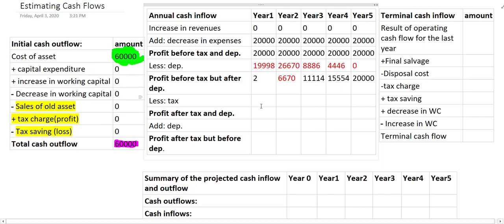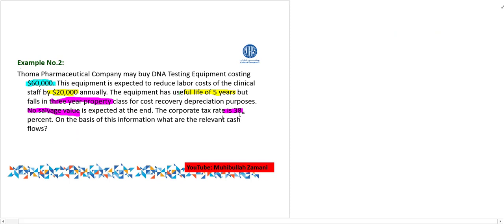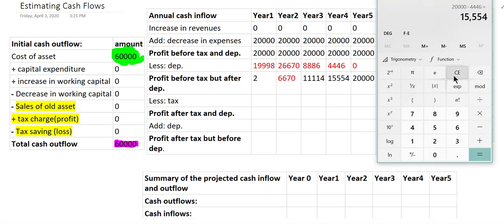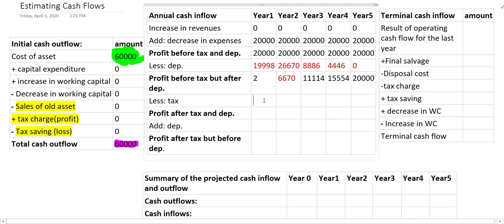Now let us calculate tax on this one, right? So this is called profit before tax but after depreciation. From this one you have to calculate the tax as well. If you see the example, the tax rate is equal to how many percent? 38%. So let us calculate tax of 38% on each of them, right? So number one, let us calculate for this 2. 2 into 0.38, right? So you can calculate in this way. So it is 0.71, but you can take it as 1, for example, only, right?